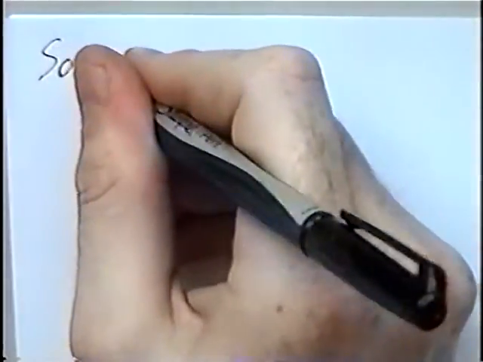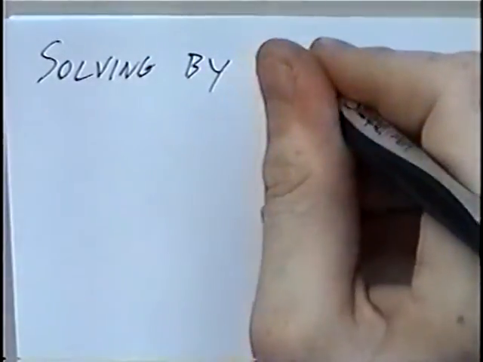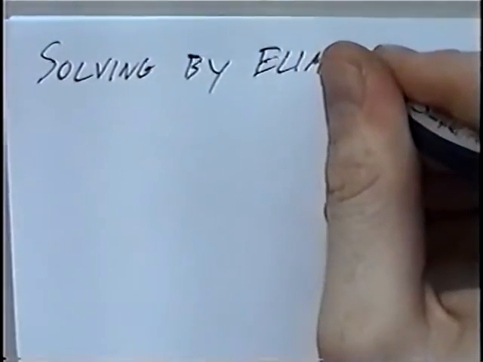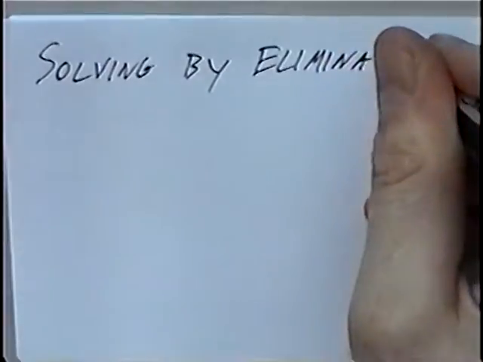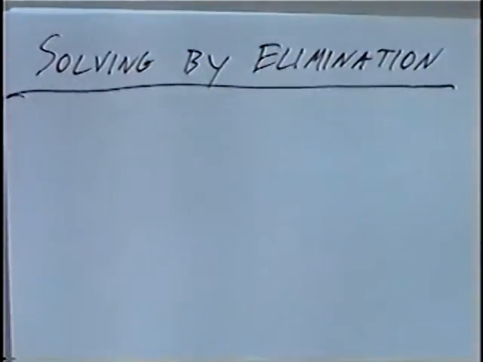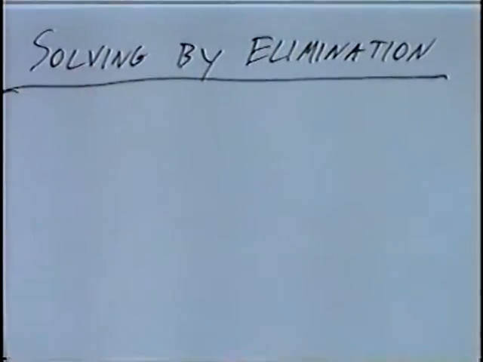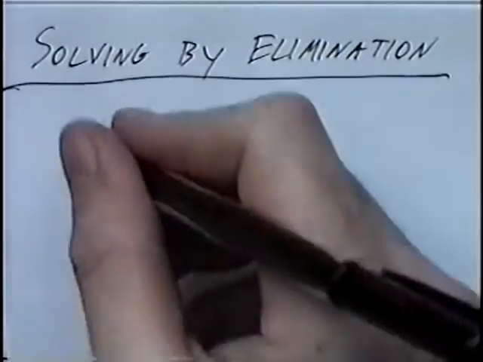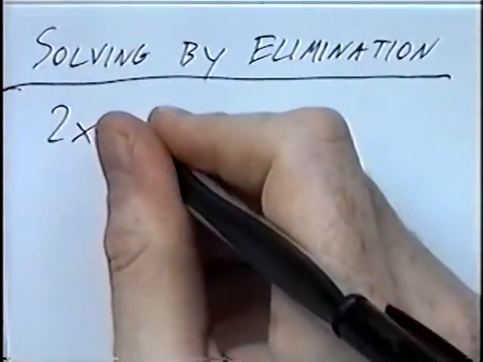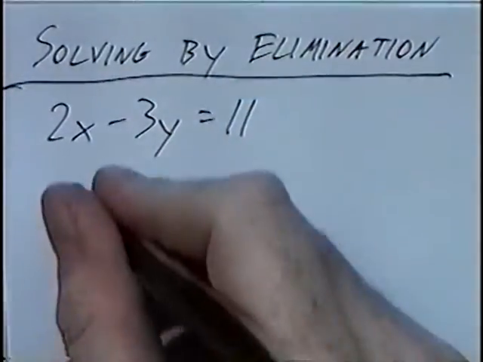Title of the first section today is Solving by Elimination. In this question, we'll solve two equations using elimination, where we'll cancel a variable out. First equation is 2x minus 3y equals 11.